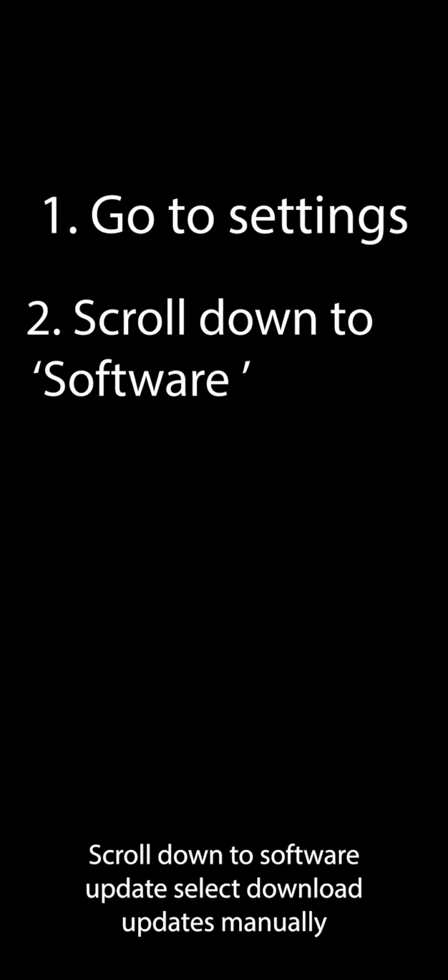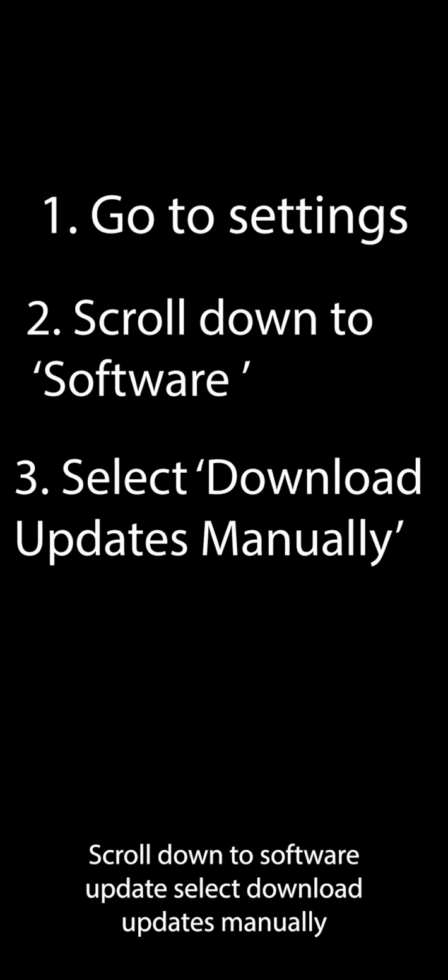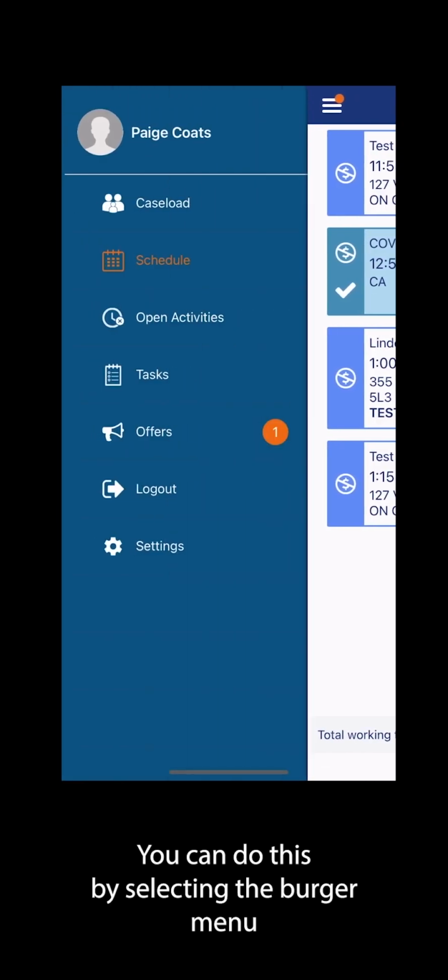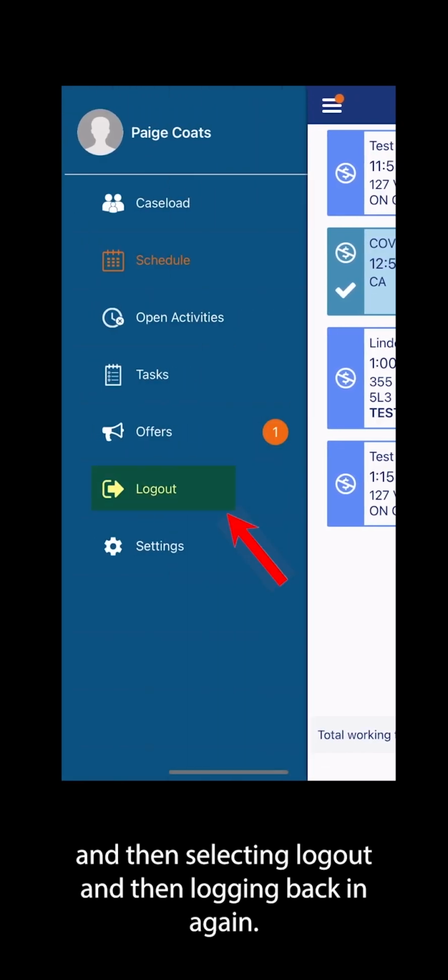Another reason AlayaCare could be causing you difficulty is if your phone is not up to date. To solve this, go to Settings, scroll down to Software Update, select Download Updates manually, and it will let you know if your software is in need of an update. Similarly, with the AlayaCare app itself, go to the Play Store, search up AlayaCare, and click Update if needed. Or it could just be as simple as logging out, then logging back into AlayaCare. You can do this by selecting the burger menu and then selecting Log Out and then logging back in again.